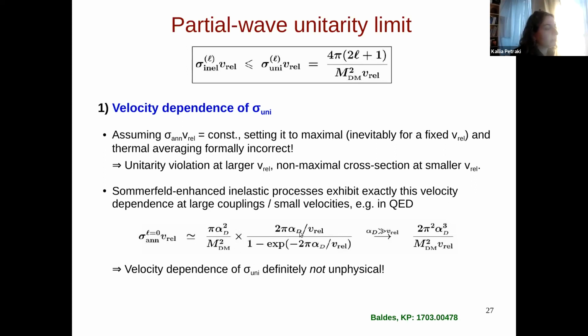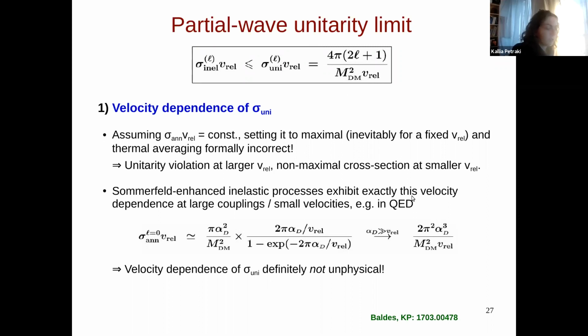We can take the limit of large couplings, because this is where we expect the unitarity to be saturated. This limit is the same as taking the limit of small velocities. And what you see is that we get sigma v that is proportional to 1 over v. So we actually recover the velocity dependence of the unitarity limit.